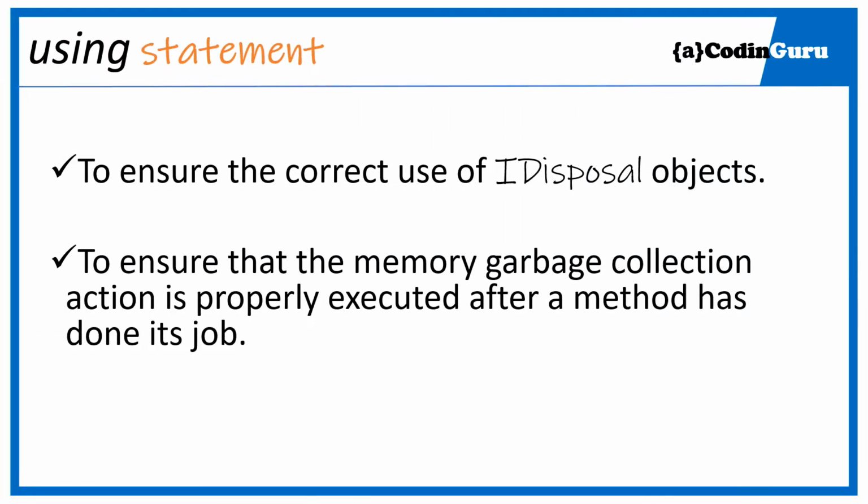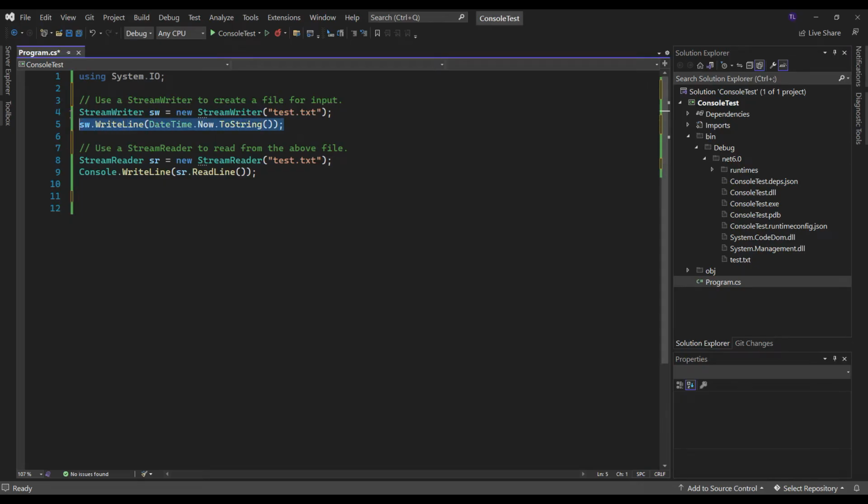Then what about the using statement? A using statement is used to ensure the correct use of IDisposable objects. To explain in plain English, it is used to ensure that the memory garbage collection action is properly executed after a method has done its job. Please see the following code as an example. I use a string writer to create a new file and write a timestamped string into that file, and then use a string reader to read from the very same file right after we wrote the string to it.